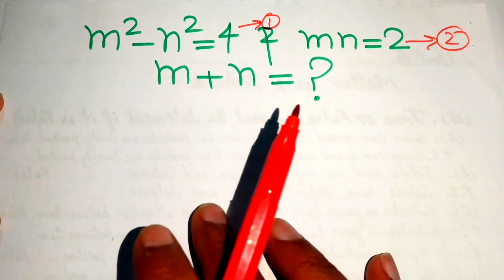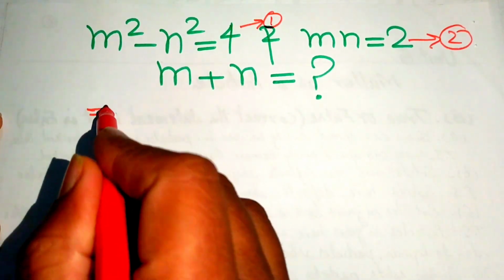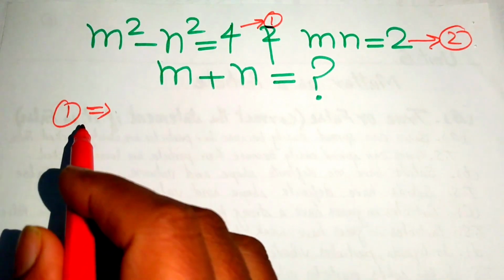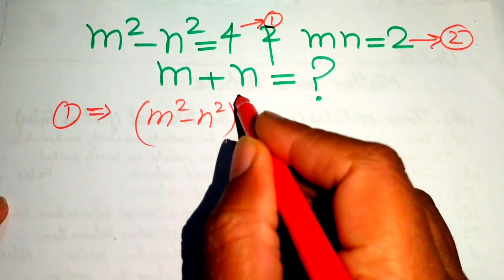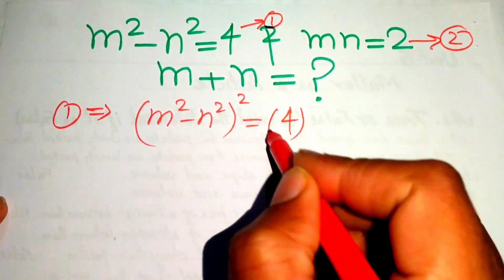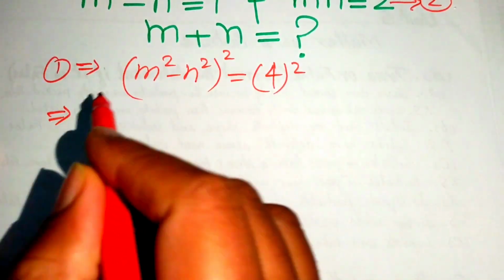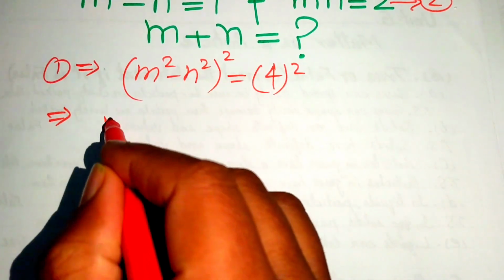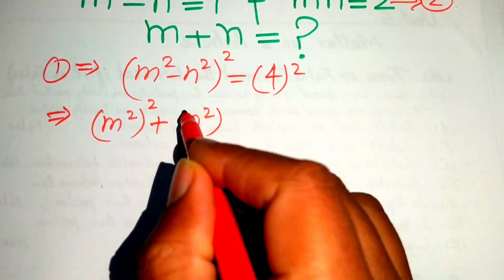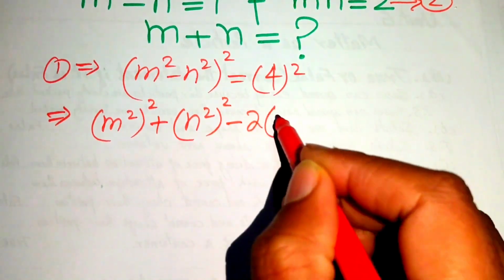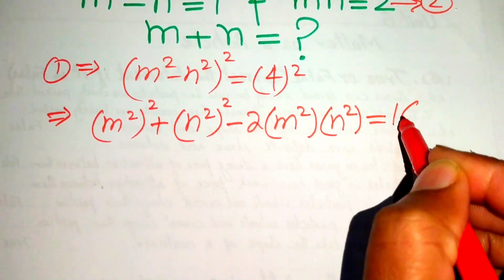Now the very first step is that we take the squaring on both sides of equation number 1. So we write equation number 1 implies that m square minus n square and its whole square equals 4 square. Here we open the square identity on the left hand side and we get m square and its whole square plus n square and its whole square minus 2 times m square into n square equals 16.